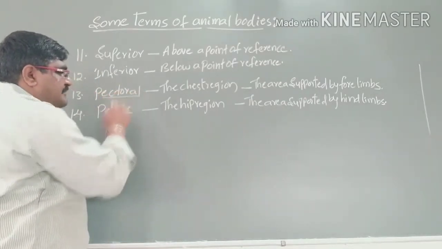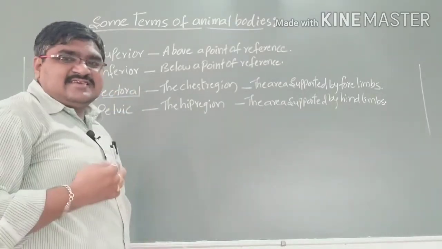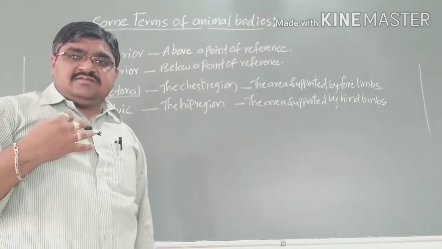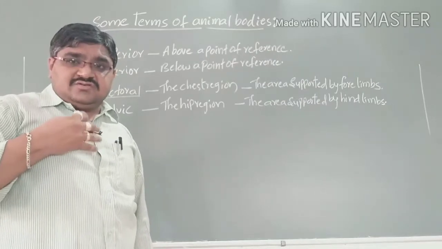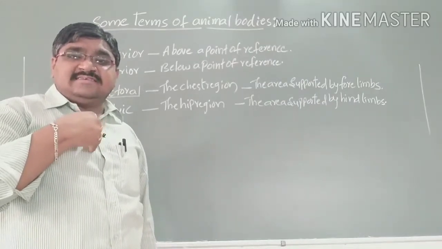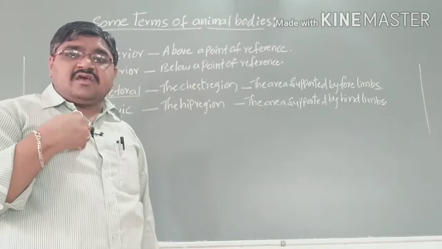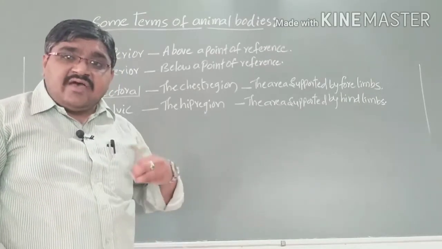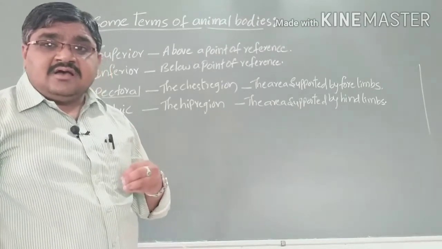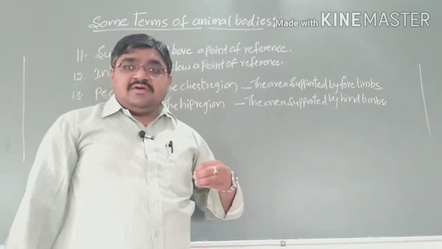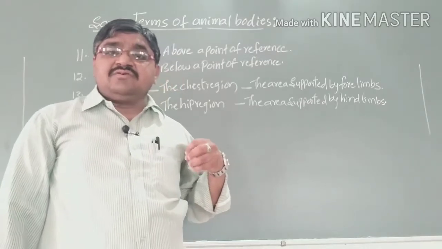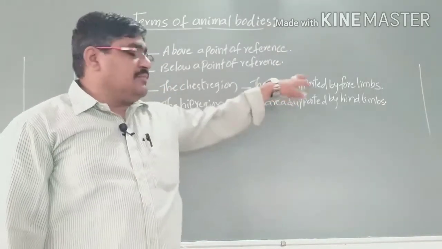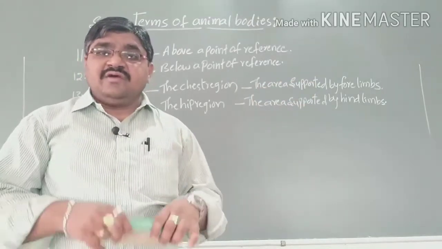The pectoral region means the chest region. It is the region where the chest is presenting. That means the chest region, this is the part we can call the pectoral region, or otherwise we can use the word for the limbs, that means where the limbs are presenting. The limbs means the four limbs. Here see the area supported by the four limbs. Four limbs means the hands.